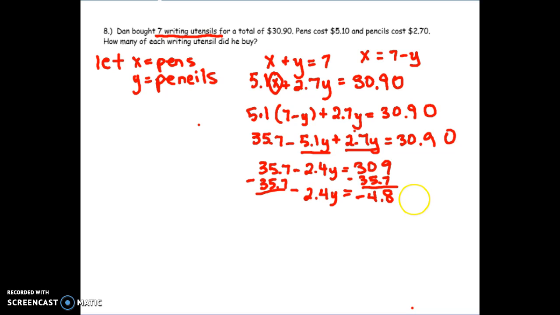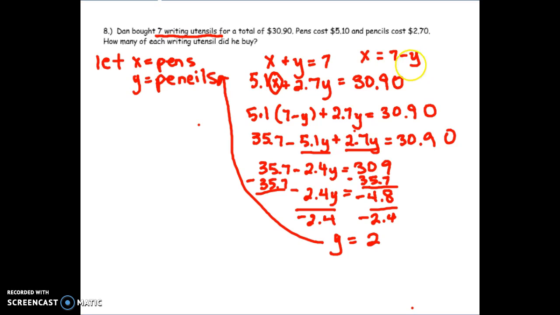Okay, and then when I divide both sides by -2.4, I end up with y equal to 2. If my y is 2, so my pencils are 2, my x is going to be 7 minus 2, which is 5. So the answer is 5 pens and 2 pencils.